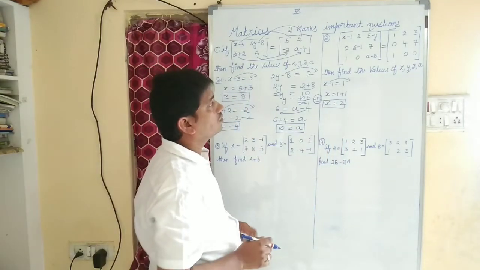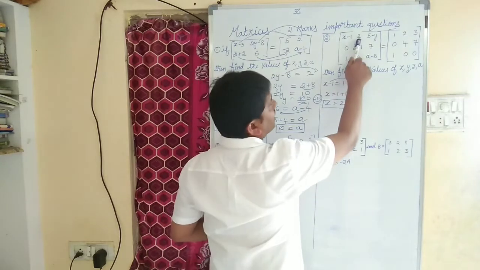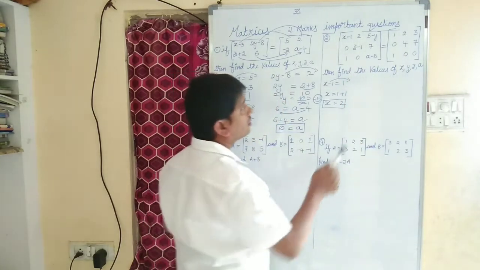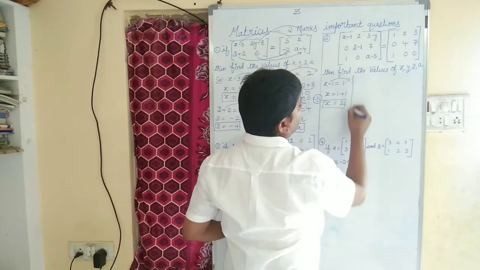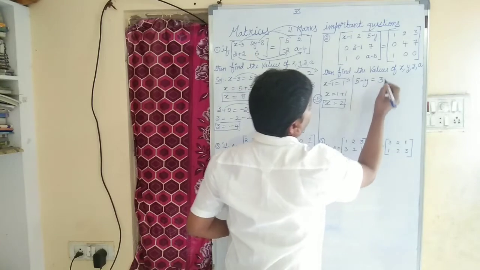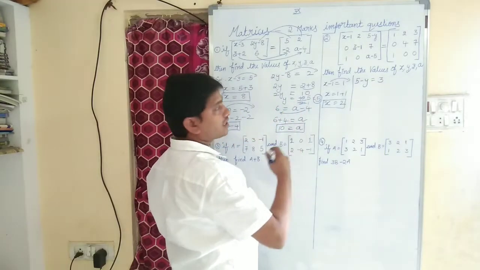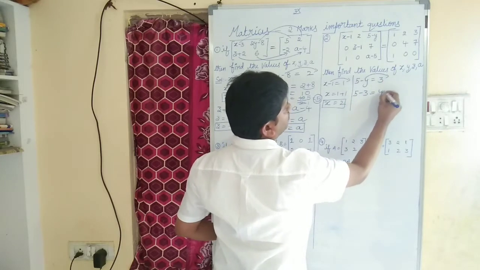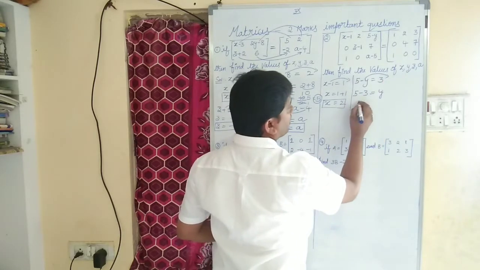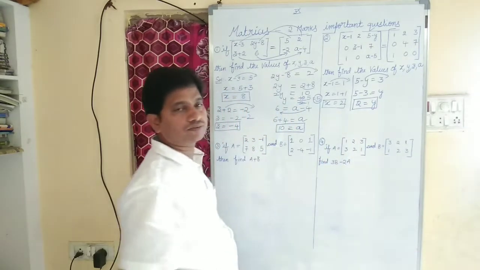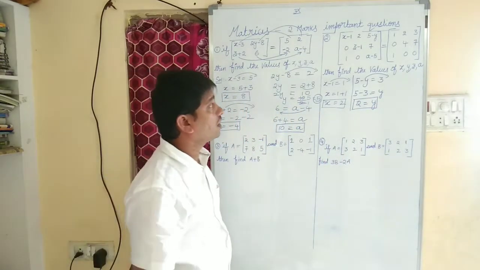Now coming to y value, the second element is 2 here and 2 here. They are equal. Now the third element is 5 minus y, and here the third element is 3. So 5 minus y equal to 3. 5 minus 3 equal to minus y, if you transpose, plus y. So 5 minus 3 is equal to 2, therefore the value of y is 2. So x value, y value we got.